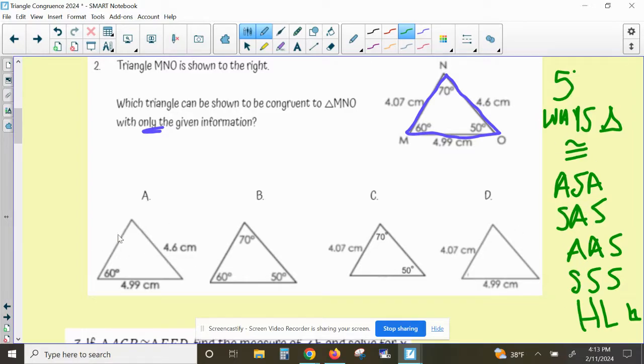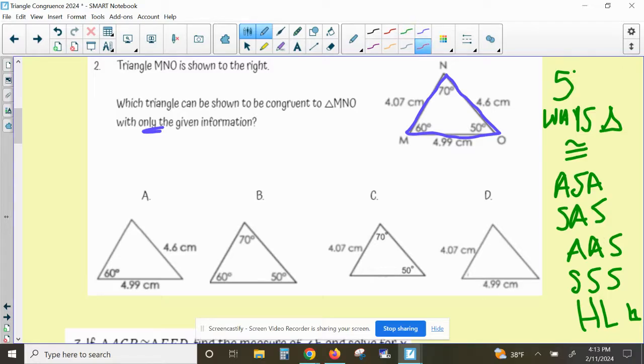So I would recommend we check each one of these and see what information we have to see if we can get angle, side, angle, or side, side, side, or any of these options over here. Because none of these have all 6 parts labeled. So we do not care. Okay, let's check this first picture out.